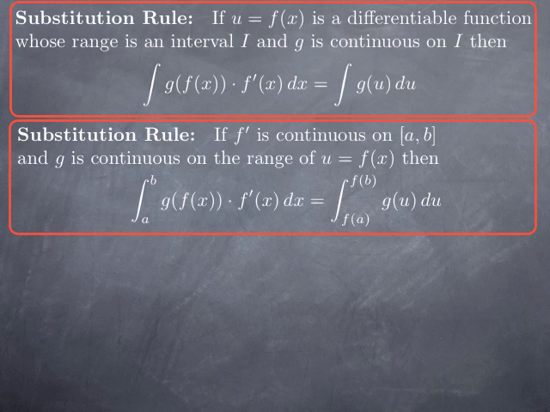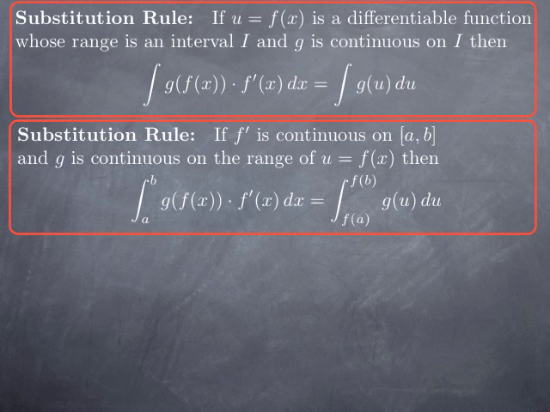But we have to change the bounds of integration. A becomes f of a and b becomes f of b. This is because on the left-hand side, we integrate with respect to the variable x, and the bounds of integration a and b give us the interval of values that are assumed by the variable x. On the right-hand side, the variable of integration is u, and we have to give the corresponding interval of values that the variable u assumes when x takes values between a and b.